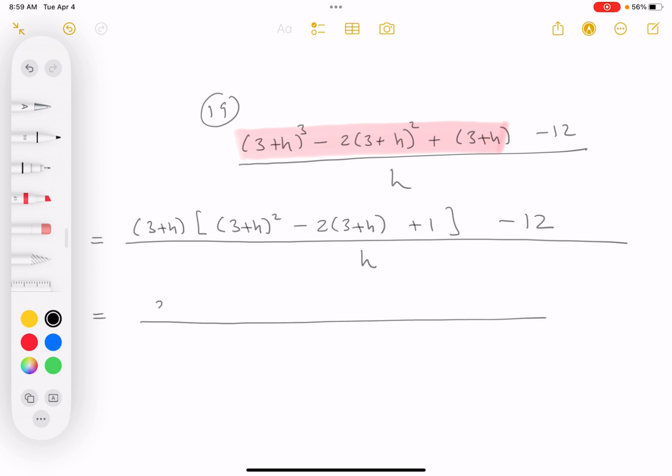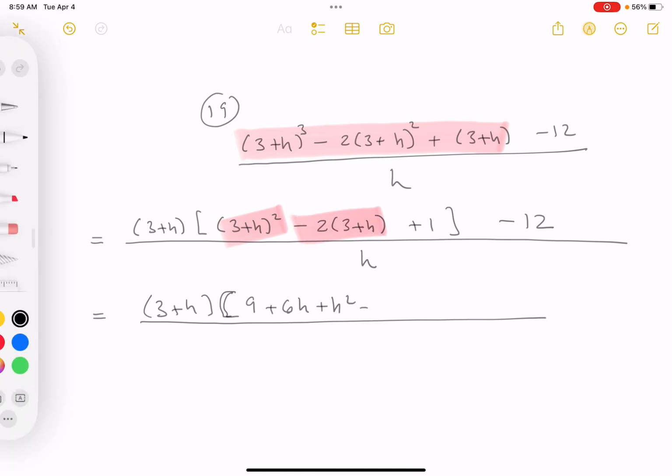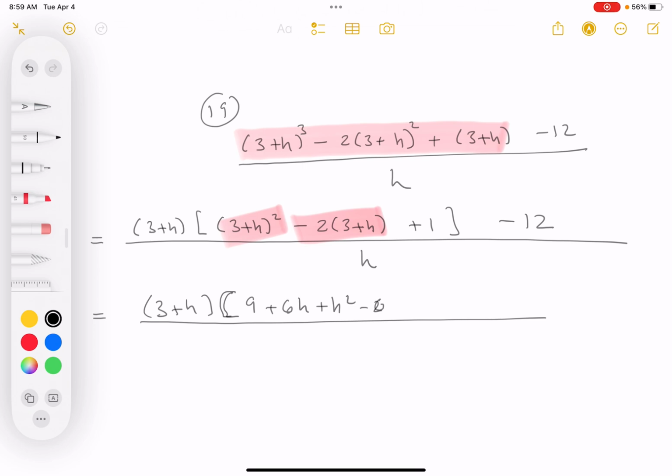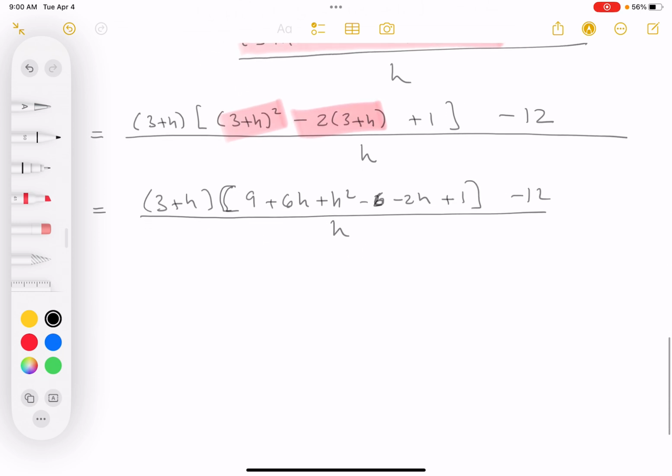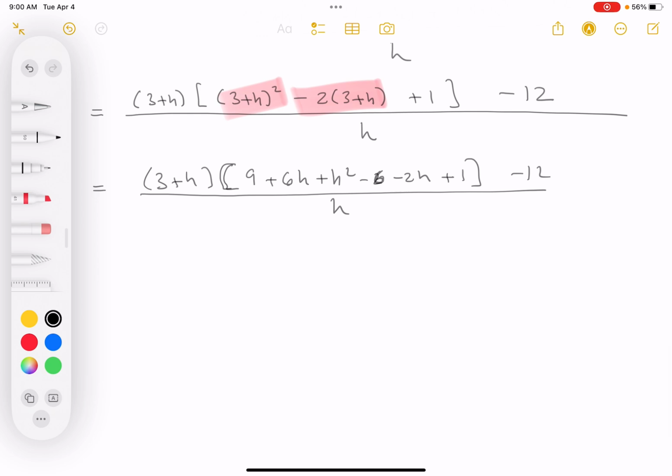Yeah, it seems like a lot of work. It's 3 plus h, and what do you get there? Well, I'm going to square the first term, and that gives me 9 plus 6h plus h squared. Then I'll go on to the next term, and that's pretty simple. That's going to be minus 2 times 3, which is minus 6, sorry, minus 2h, and then plus 1, minus 12 over h. All right, let's keep going.